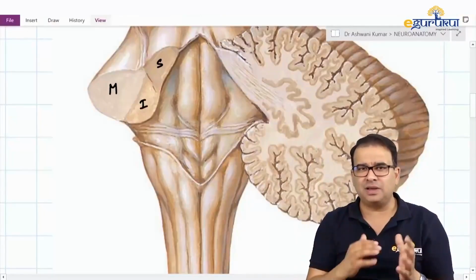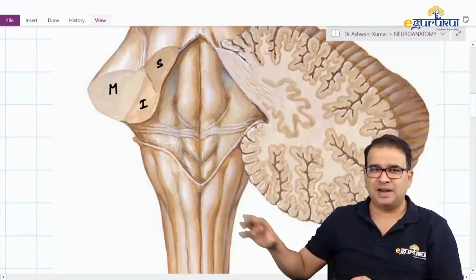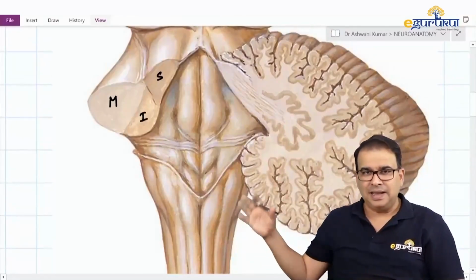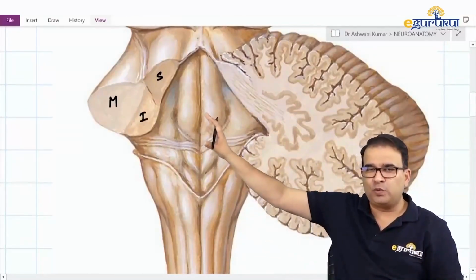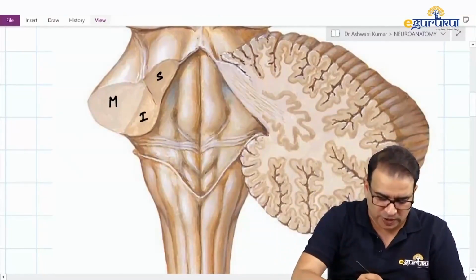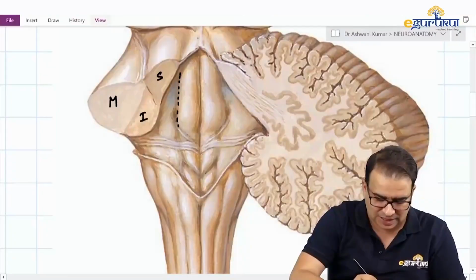I'm going to redraw everything, I mean, in a schematic way. First, I wanted to understand it here. Then inside the fourth ventricle, in the floor of the fourth ventricle, what will you see? Now in the floor of the fourth ventricle, guys, this sulcus here is called the sulcus limitans.